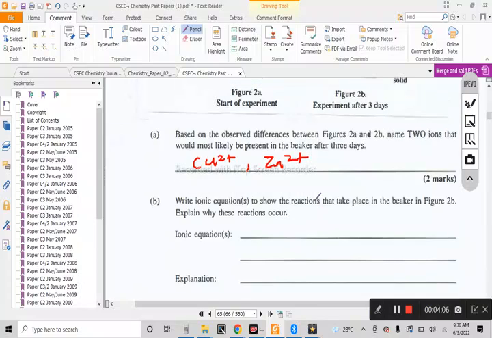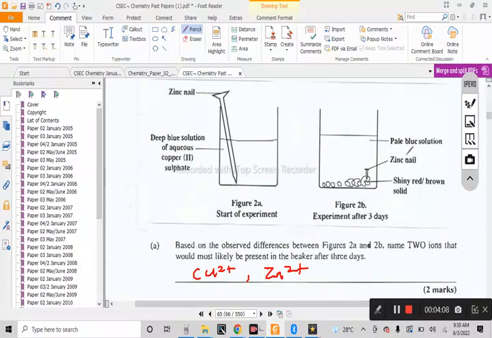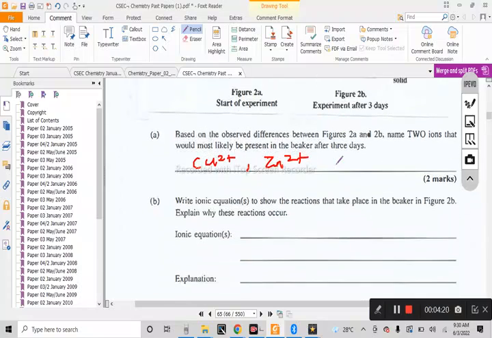Now, write an ionic equation to show the reaction that takes place in the beaker in figure 2b. Explain why these reactions occur. What happened in figure 2b? Zinc takes the place of copper. What kind of reaction is that? Good. Single displacement reaction too.